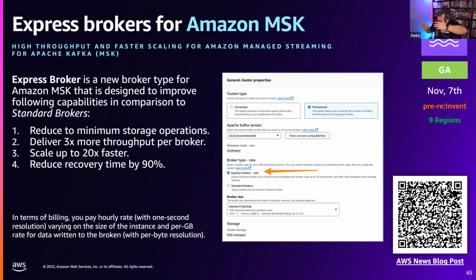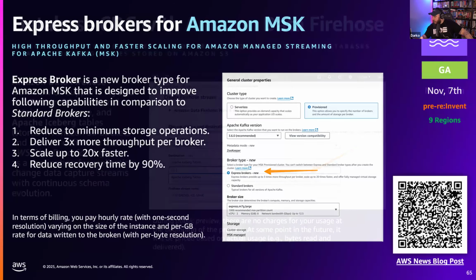That's it. Just reduced time to minimum storage operation, right? More throughput, faster scaling, and of course reduced recovery time. So just slightly faster. Of course, it potentially costs more, right? I don't know exact details on pricing, but if you need higher throughput and faster scaling for your Apache Kafka needs, and you're running MSK, this is the thing you need to do.